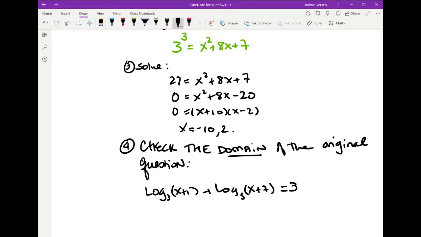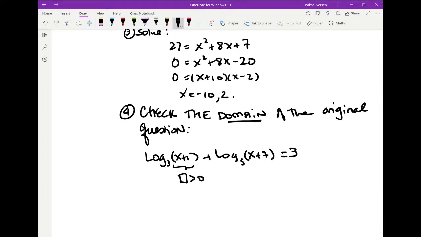So this guy is a square. It has to be greater than 0. If I plug in x equals negative 10, it fails, because negative 10 plus 1 is negative 9. So that's out right away. You don't have to test it in the other one. If I plug in x equals 2, 2 plus 1 is greater than 0. Check.